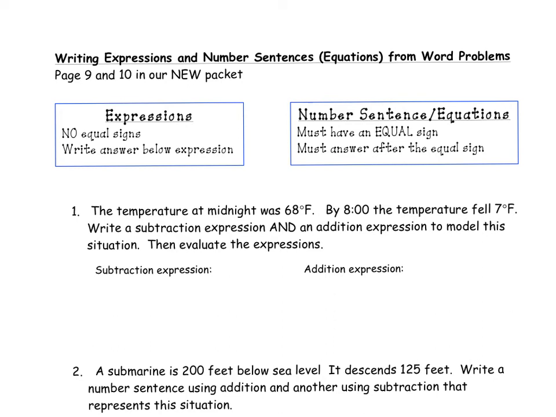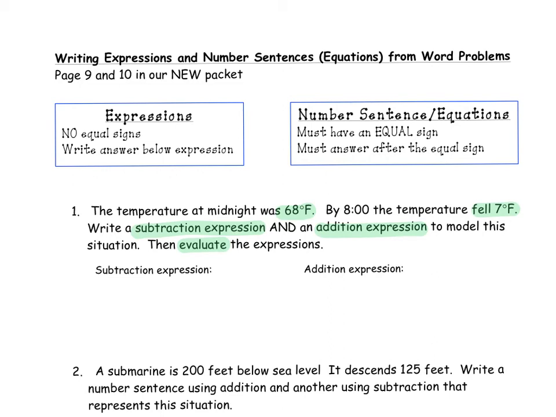The temperature at midnight was 68 degrees Fahrenheit. By 8 o'clock, the temperature fell 7 degrees, and they want us to write a subtraction expression and an addition expression to model it, and they want us to evaluate the expression. So let's start by discussing why I did not circle or highlight 8 o'clock. That's because that's a number, but it doesn't have anything to do with what they're asking us to find.